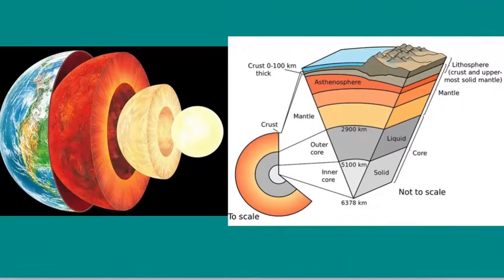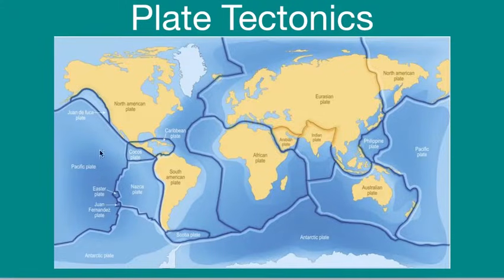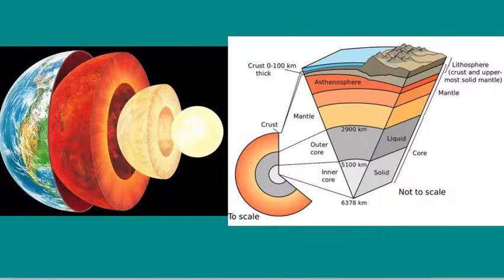Now, let's do a quick review about the layers of the earth. We have the inner core, the outer core, the mantle, and then the crust. The crust is, of course, the thinnest layer, and this is what makes up the plates. All of these plates over here.